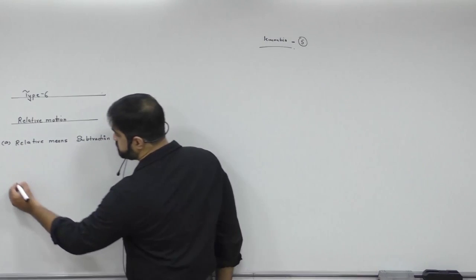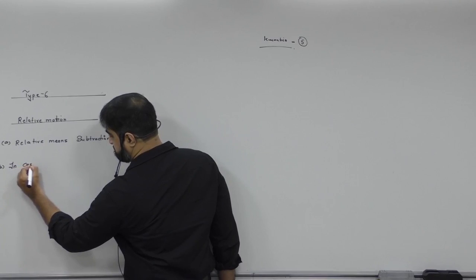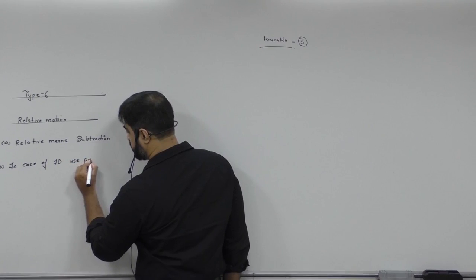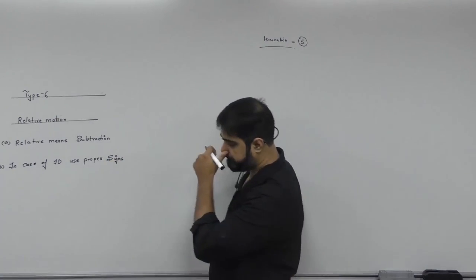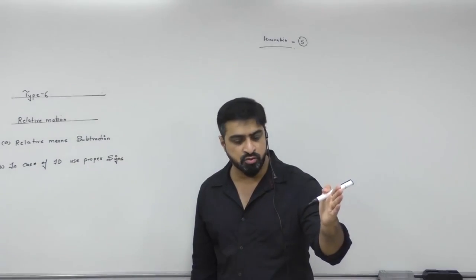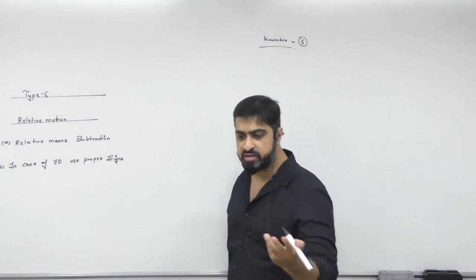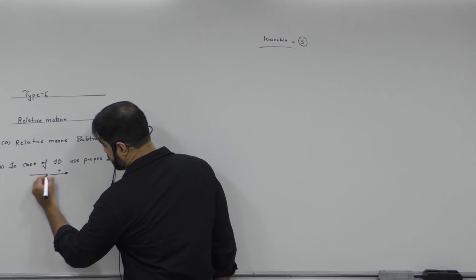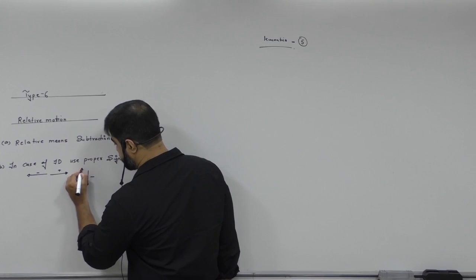Second point. In case of one dimension, use proper signs. Means what? It's going towards right, it is plus, and it is coming towards left, it is minus. Down it is minus, up it is plus. So whatever you set up in your mind, that is very important. This direction is plus, this direction is minus.